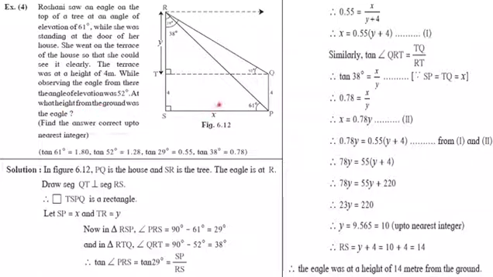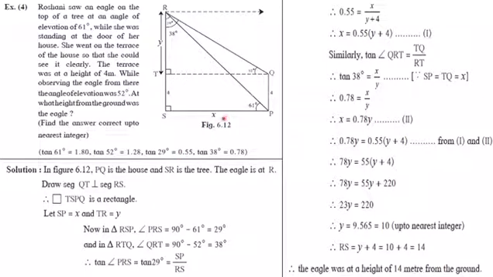Now observe. Condition is given. Find the answer correct up to the nearest integer. So required values are given. Then we'll study the diagram. So tan 61 degrees is given directly. Tan 52 degrees, tan 29 degrees and tan 38 degrees. This is given. Now observe the figure 6.12 which is shown over here.